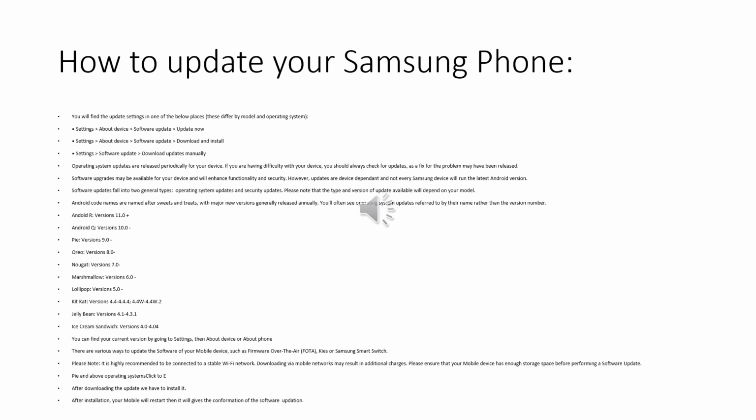In this session, we are going to learn how to update our system software in a Samsung Android device. System software update is very important to us to operate our mobile frequently. In this tutorial, I am going to demonstrate the system software update. I am using a Samsung Galaxy M31.